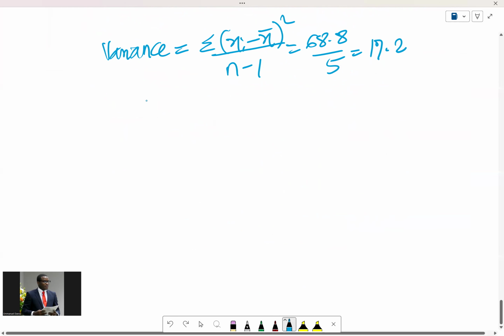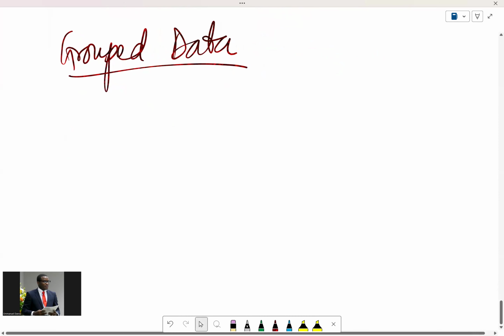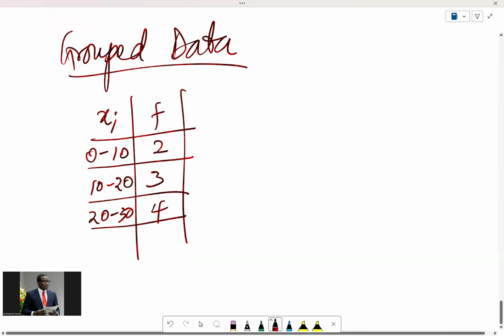I guess I want to change colors at this point. So let's talk about grouped data. Here, imagine the class interval. Let me call it xi, and let's have frequency. Here we have 0 to 10, I think it's the same thing we used before, that's 2. We have 10 to 20, which is 3. And then we have 20 to 30, which occurs 4 times.